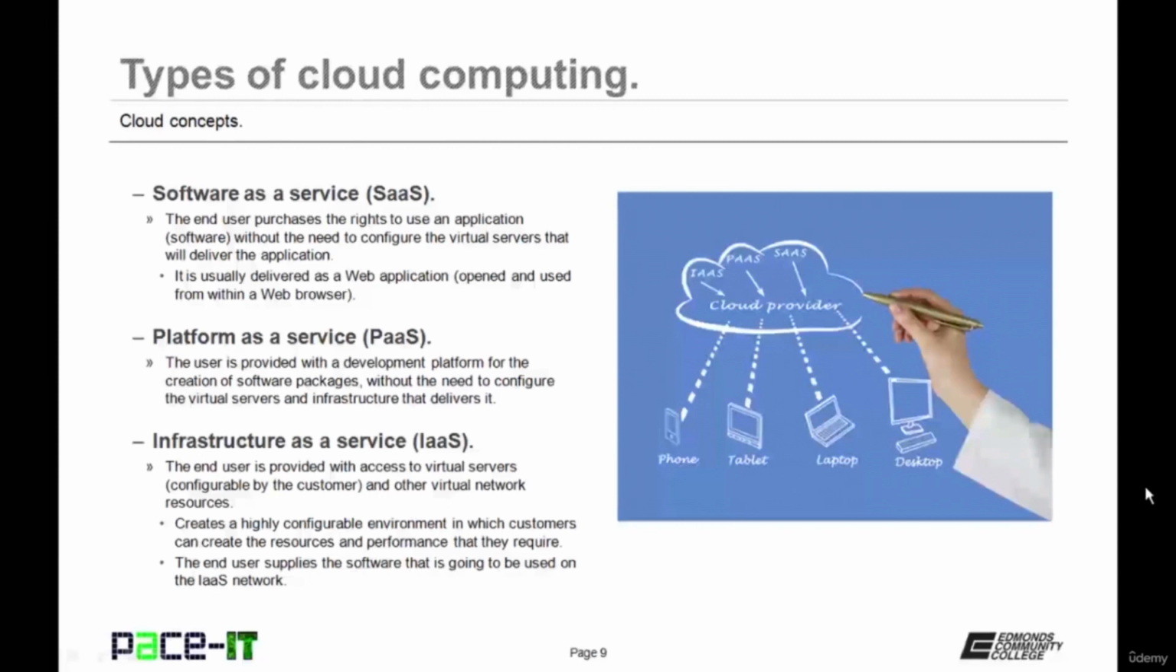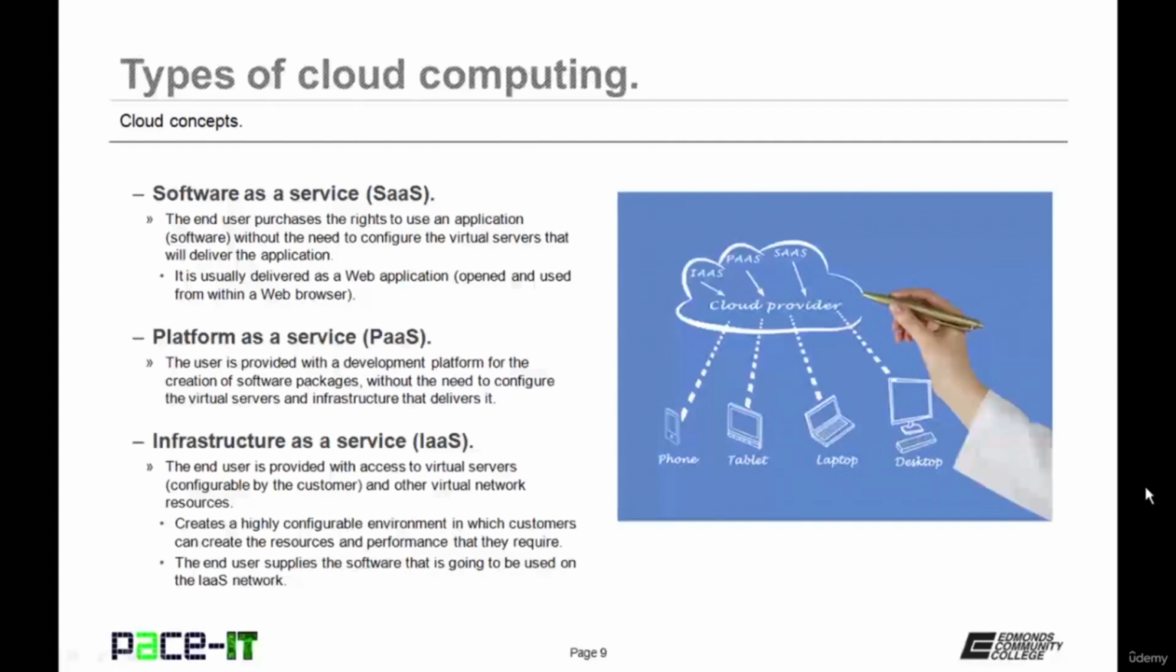Then there is Platform as a Service, or PaaS. The user is provided with a development platform for the creation of software packages without the need to configure the virtual servers and infrastructure that delivers that development platform.